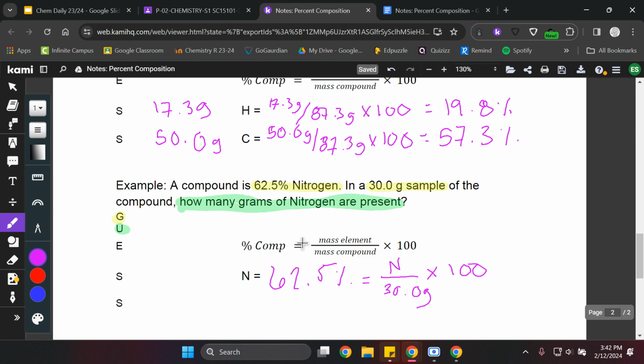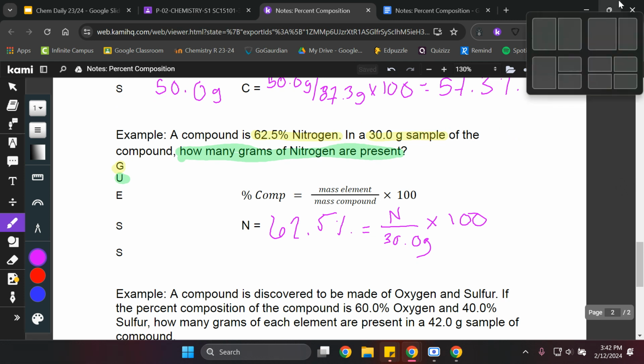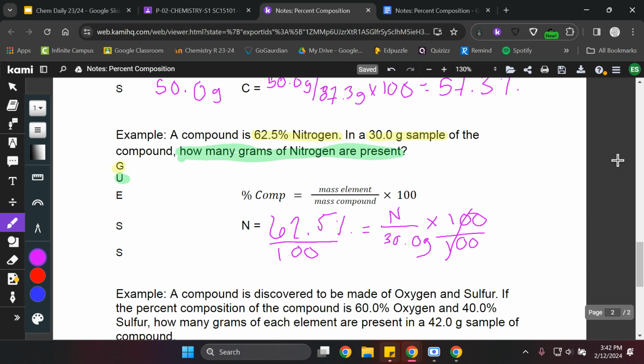So the first thing I'm going to want to do here is probably divide both sides by 100, right? Get rid of this 100. That's not really a part of the equation we really want to deal with here. So when I do that, 62.5% divided by 100 gets me 0.625 equals N divided by 30 grams.